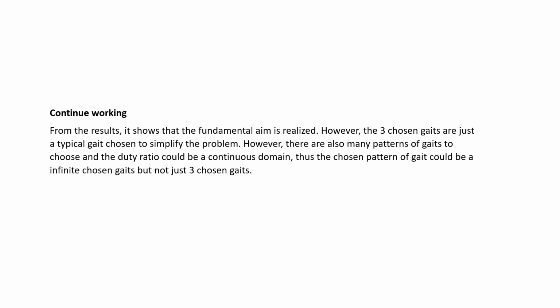The final part is to show what to do next. As the time and computation resources are limited, only three typical gates with fixed duty ratio are chosen as the choice. However, there are still many patterns of gates to choose. Besides, the duty ratio is a continuous domain, which means the choice of gate can be infinite, by doing which the robot can certainly know what is the best pattern, which realizes a part of artificial intelligence.